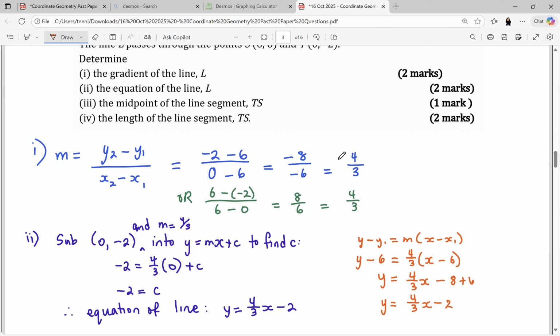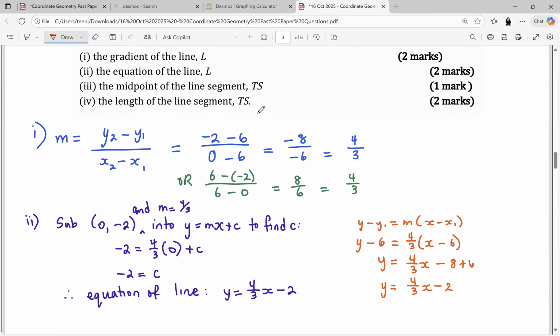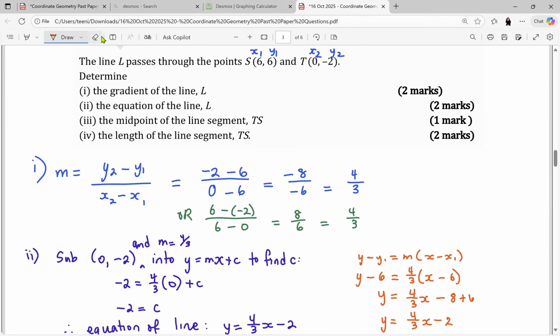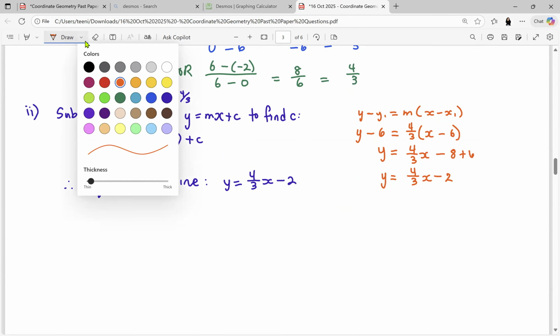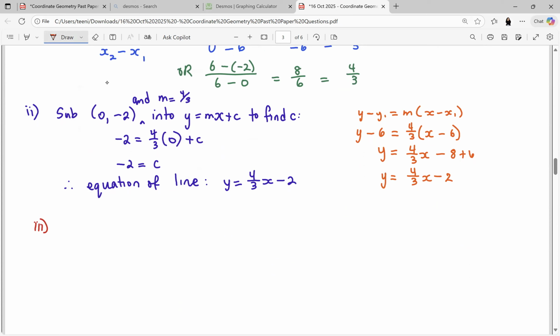Right, so then part 3 is to determine the midpoint of the line segment. So to refresh your memory, the formula to find the midpoint, guys, is, well, midpoint using a capital M would be x1 plus x2 divided by 2 to find your x coordinates of the midpoint, and the y coordinates will be, again, the average of the y coordinates. So y1 plus y2 divided by 2. And now you just substitute your values in there.